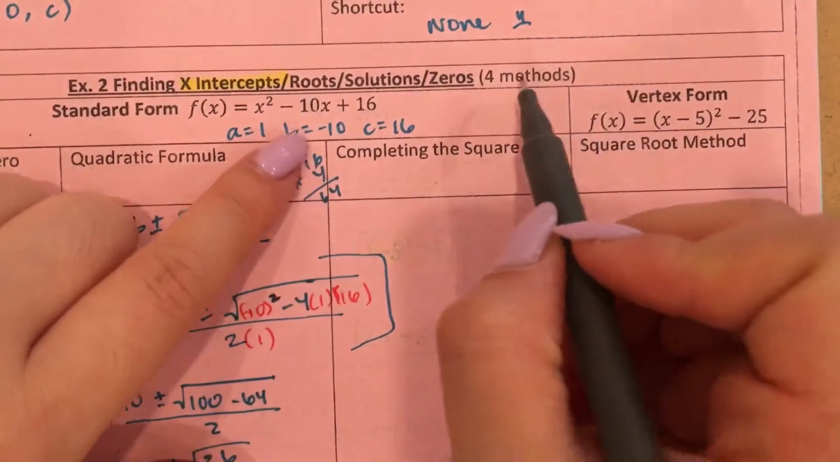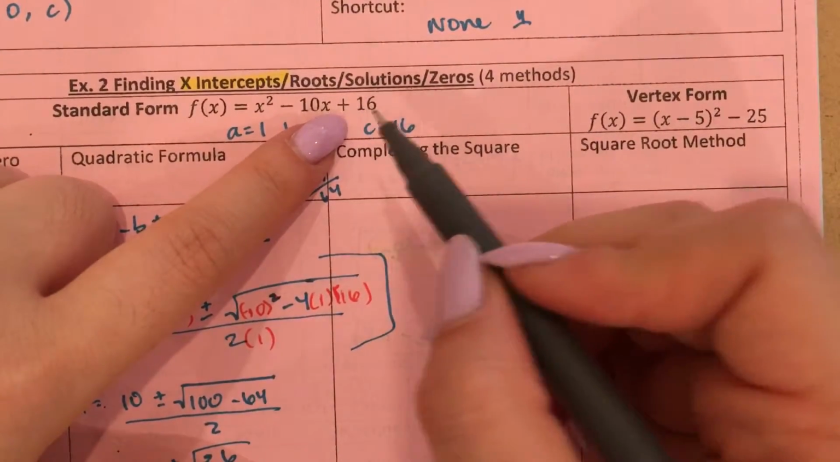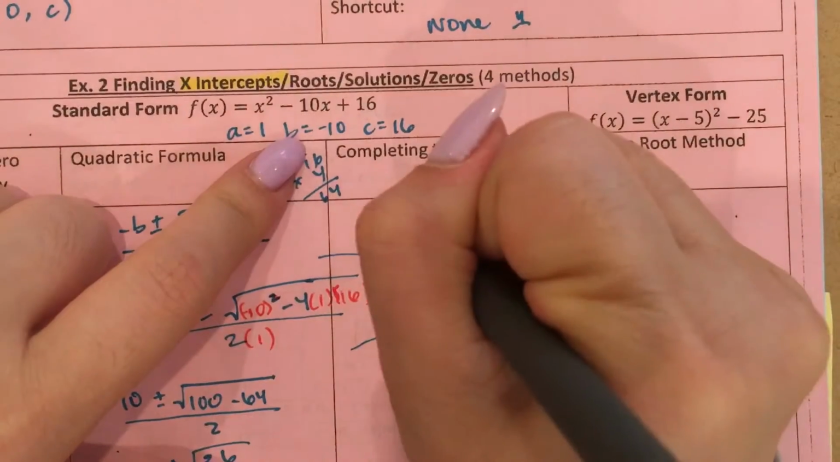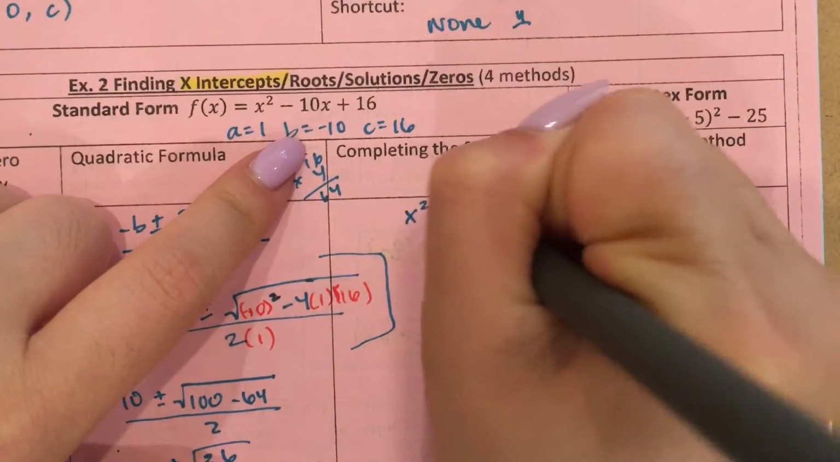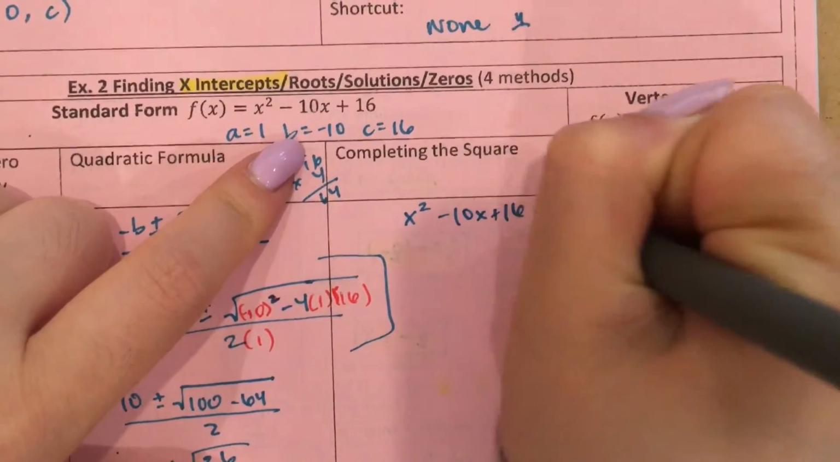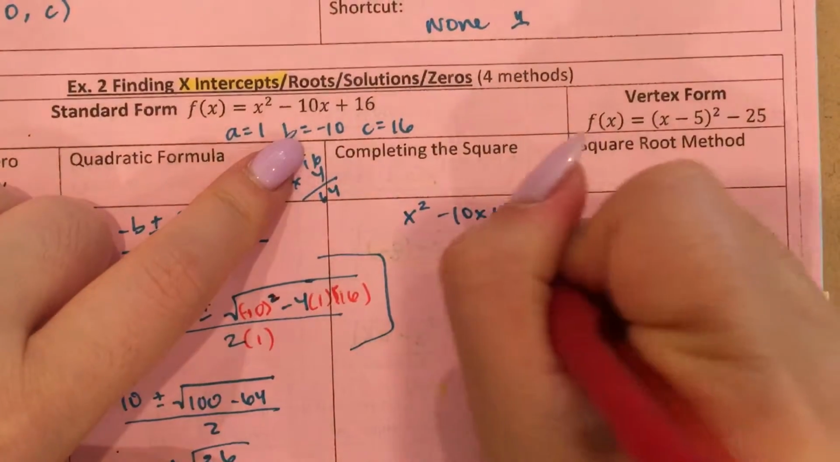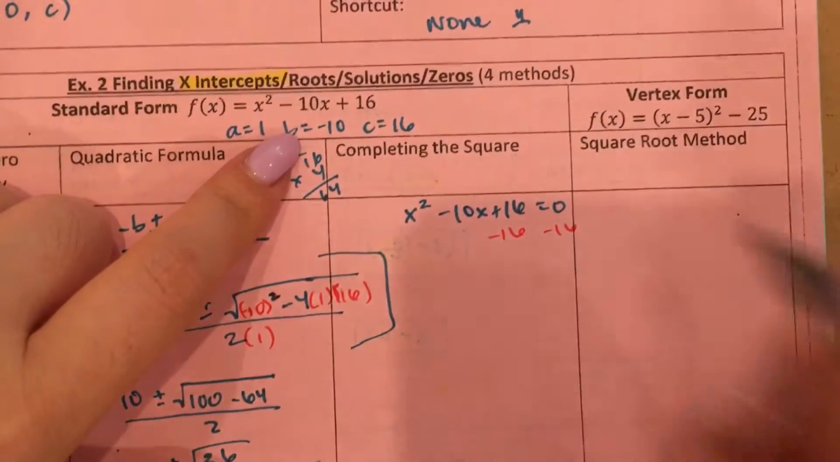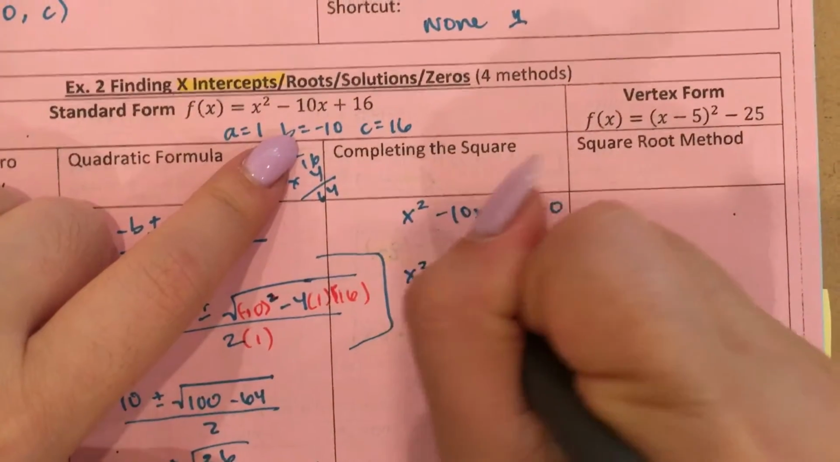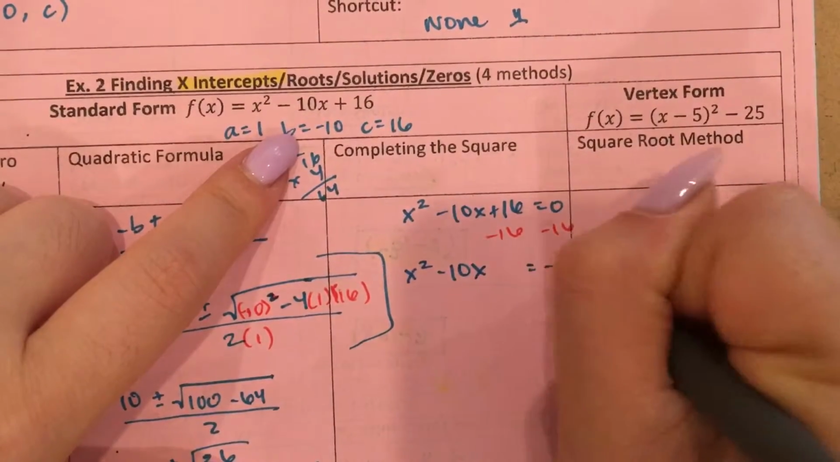Okay, completing the square. That is the one where you have to move your c value over first. So let me just go ahead and write the equation again. X squared minus 10x plus 16 equals 0. Need to move the c value over. So I have x squared minus 10x equals negative 16.